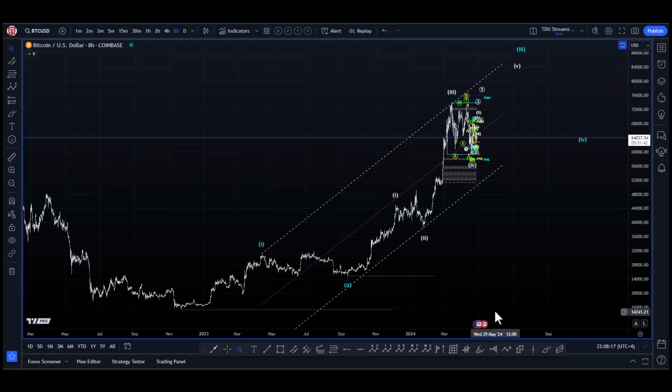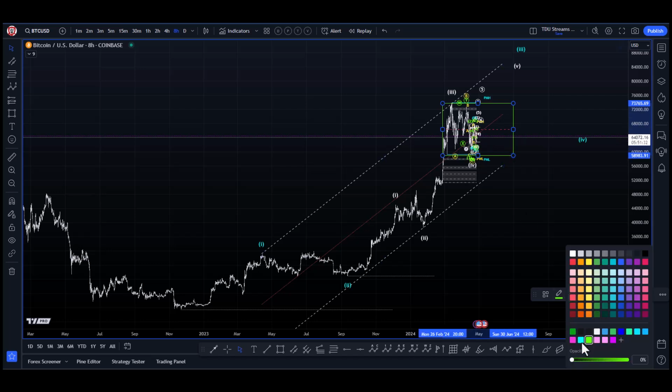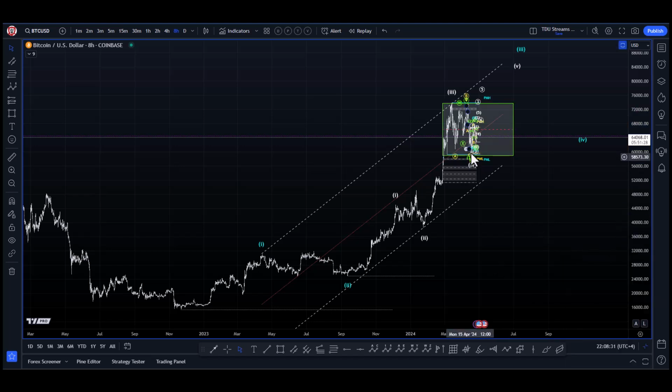No, still, I don't see any reason to change this count. Still just working through a 4, right? Going sideways, because I don't have a fill in there. All right, so we're not progressing the trend. Wave 4.